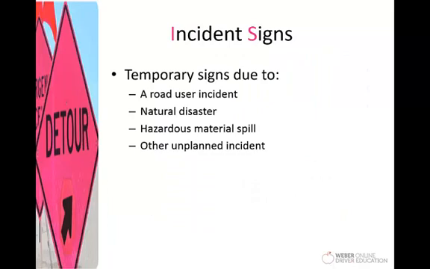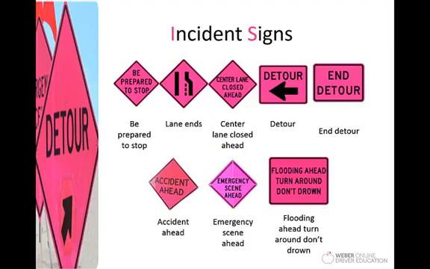Now, incident signs, the thing to remember here is that incident signs are temporary signs, and they're there for a wreck, road user incident, water on the road, something like that, a spill, other unplanned incident, and they're this pink color. And here's some examples. Be prepared to stop, lane ends. Now this is temporary, remember. Emergency scene ahead, accident. You know, these are things that are one-time incidents. And that's a specific color for those.